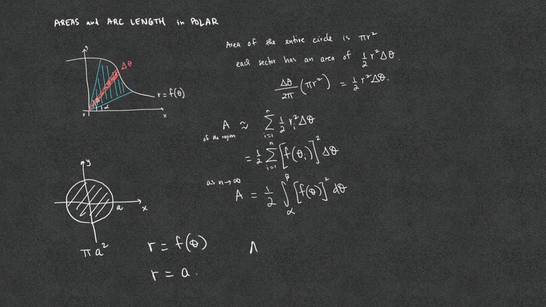Thus, to find the area of this circle, we set up the integral as 1/2. We want the angle from 0 to 2 pi to sweep through the entire circle. The lower limit of integration is 0 and the upper is 2 pi. f of theta is simply a, and we square it. This integral can be evaluated easily because a squared is a constant. The answer is pi a squared.